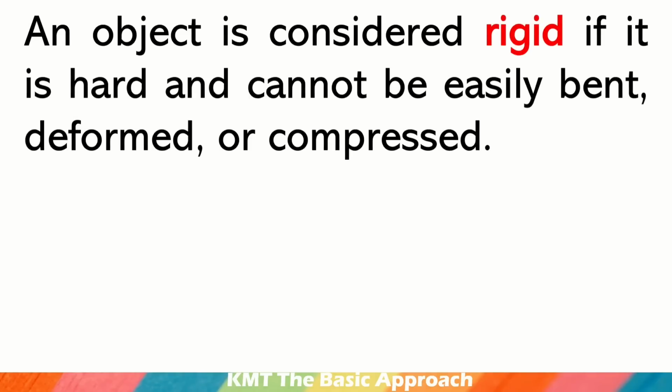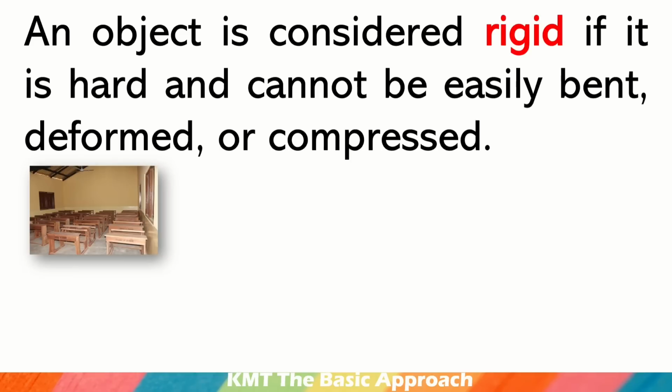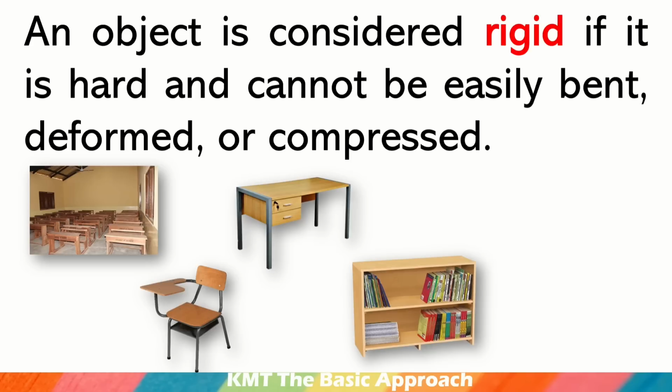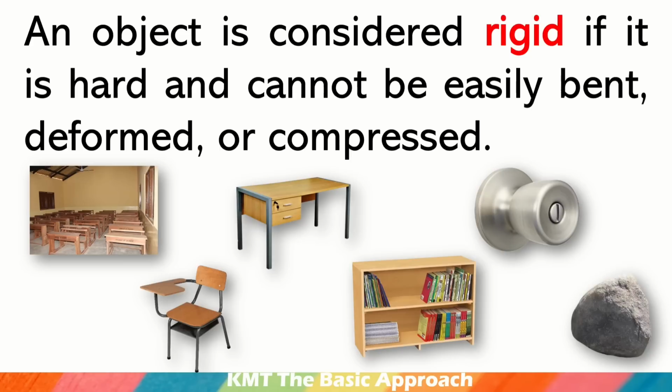An object is considered rigid if it is hard and cannot be easily bent, deformed, or compressed. Can you name objects around you that cannot be easily bent? In your classroom, you may see the floor of your classroom, the chair, the table, the shelf, the doorknob, and outside the classroom, you may see a rock.